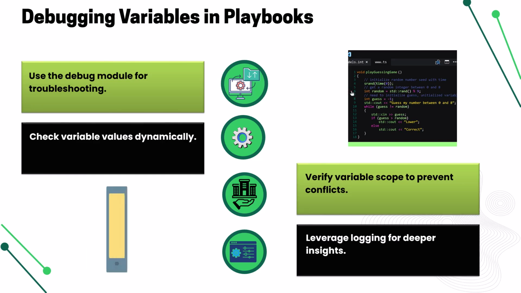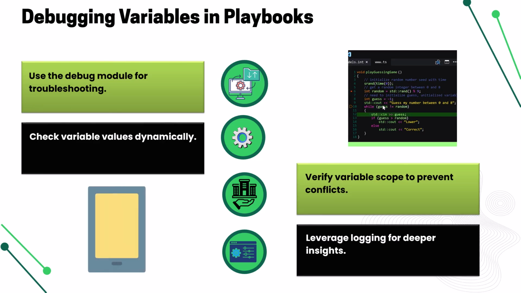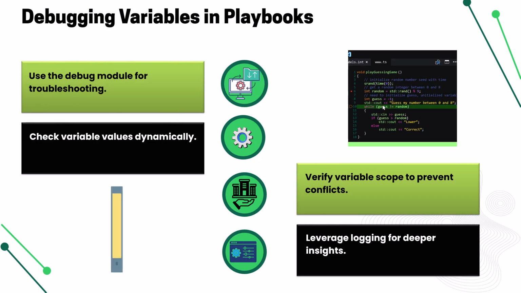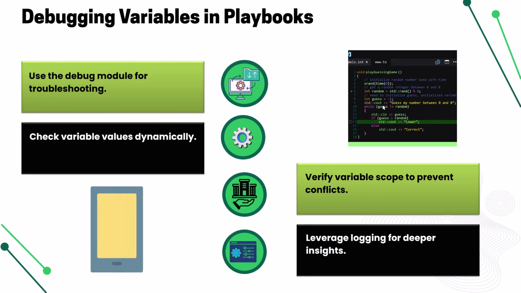Debugging variables is like detective work, except instead of solving crimes, you're solving automation mysteries. The debug module lets you see what's happening behind the scenes. Checking values dynamically saves time, and knowing variable scope prevents conflicts. Ever tried 2 different remotes on the same TV? Logs are gold mines. Dig into them for hidden details and make troubleshooting a breeze.